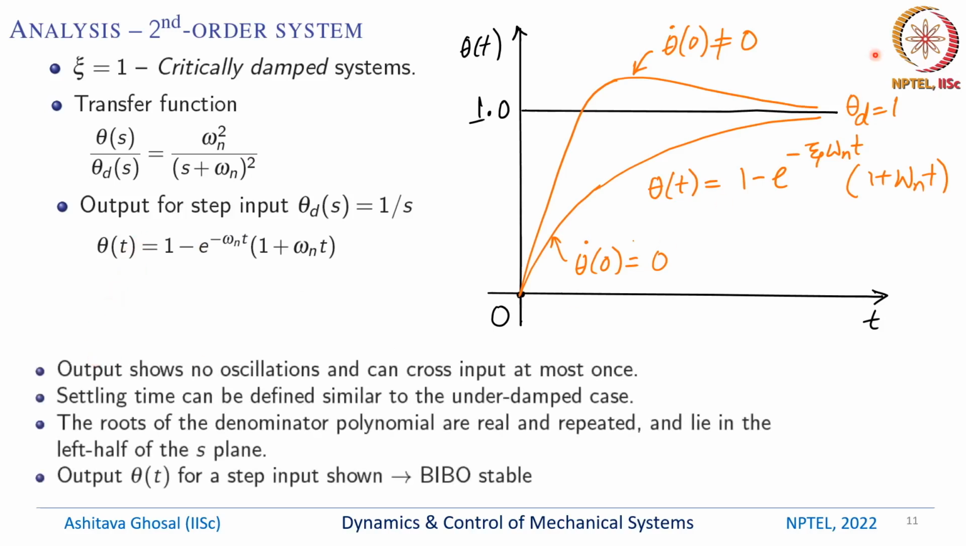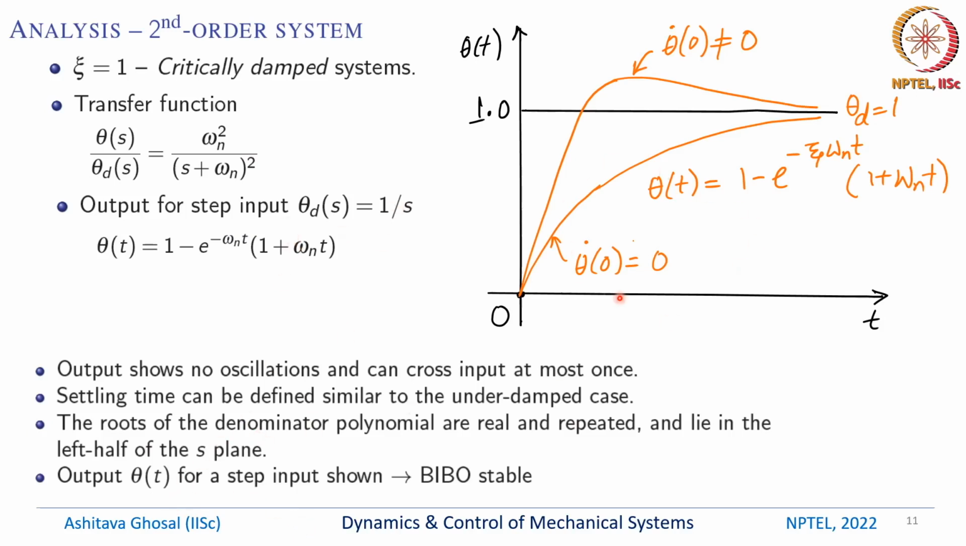The output for critically damped shows no oscillations and can cross the input at most once. The settling time can be defined similar to the underdamped case. Again, we can have a band here, plus minus 2% or 5%, and we can find the time such that it reaches this band. The roots of the denominator are real and repeated and lie on the left half plane. So since they lie on the left half plane, it is stable.